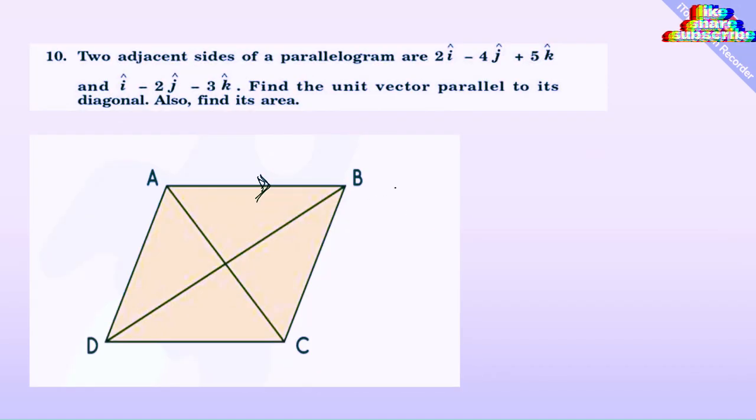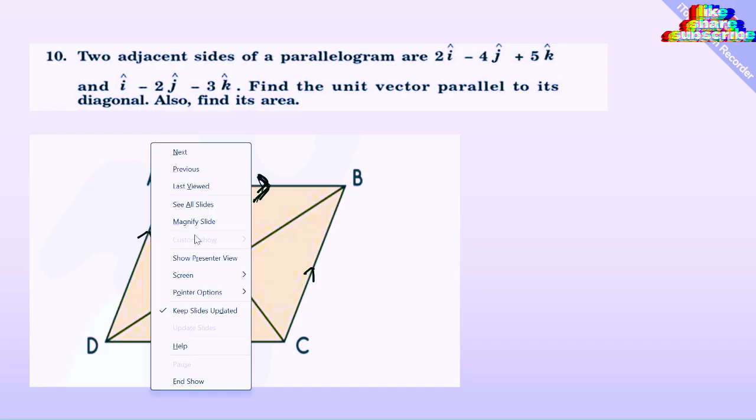We are given two adjacent sides of a parallelogram: 2i cap minus 4j cap plus 5k cap and i cap minus 2j cap minus 3k cap. Find the unit vector parallel to its diagonal and also find its area. First of all, we have a parallelogram. So we can write here DC vector and AB vector, CB vector. Since DC is parallel to AB, we can write here AB vector, and DA is parallel to CB vector.